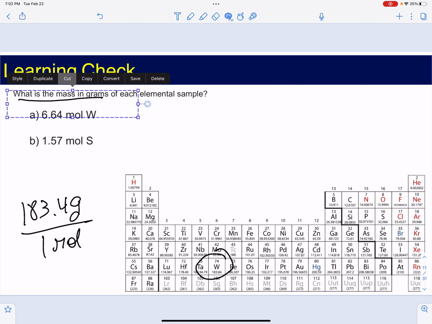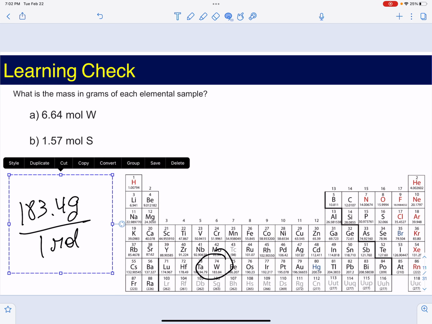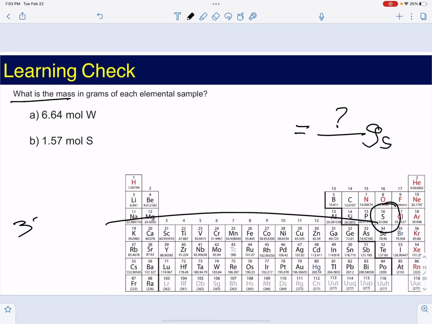So that's why it was so important to learn the train track, or dimensional analysis, at the beginning, because we're going to use it for everything. Next one, we're still looking for the mass. For now, we're looking for the mass of sulfur. So we're going to be dealing with this one here, which is 32.0 grams for every 1 mole.